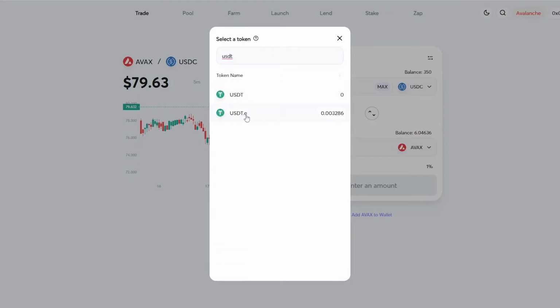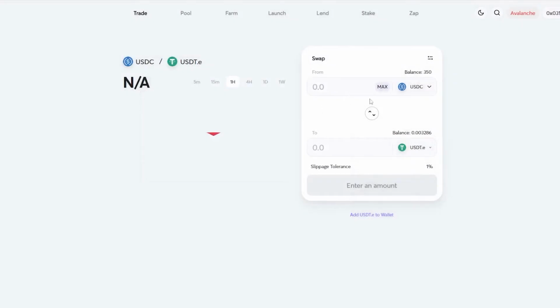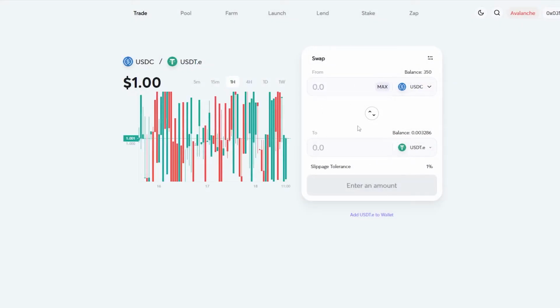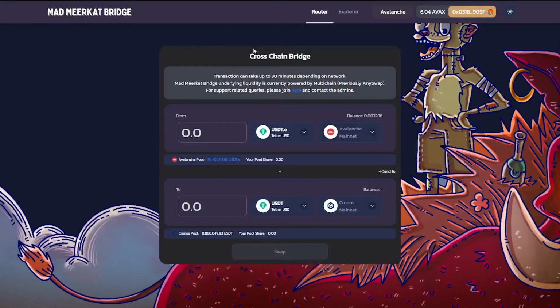Make sure you get the E version, right? So USDT.E. And once that conversion is done, you would be able to head on over to the Mad Meerkat bridge and send your USDT.E over to the Cronos network.